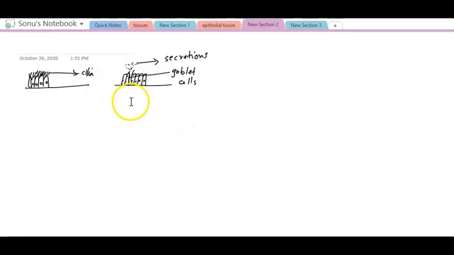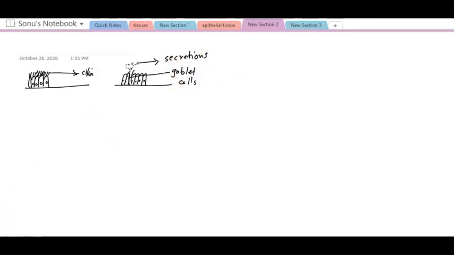And another one you should know about is goblet cells. Goblet cells are the cells which hold the secretions and release the secretions. These are especially found in the gastrointestinal tract. When mucus gets filled inside these goblet cells, it is released as secretions.